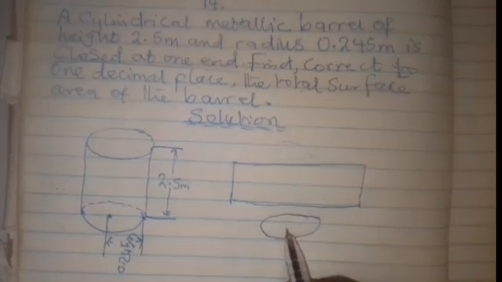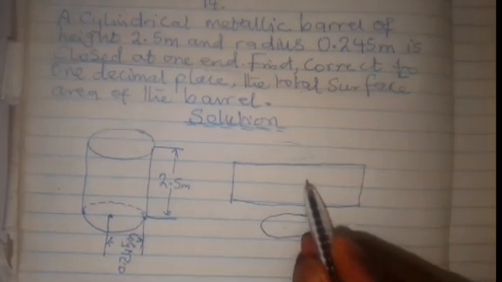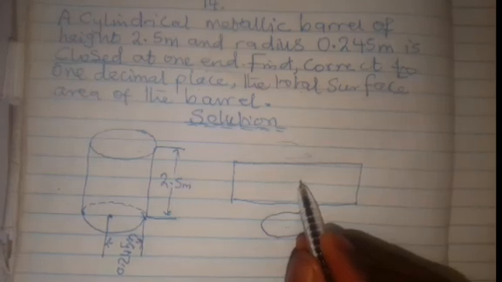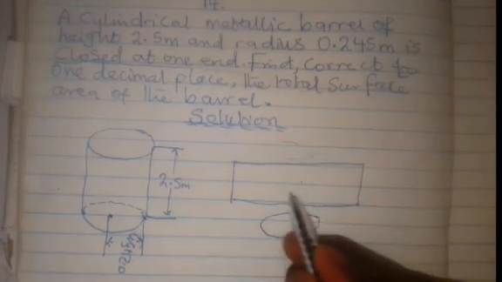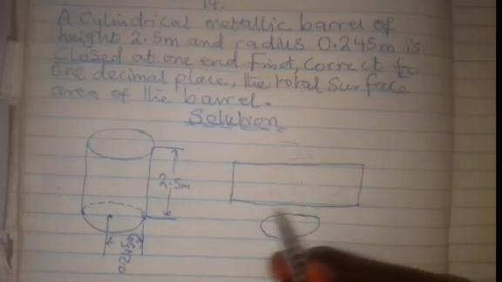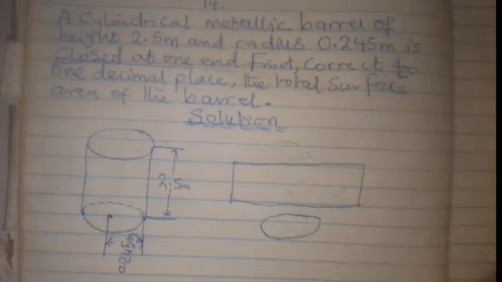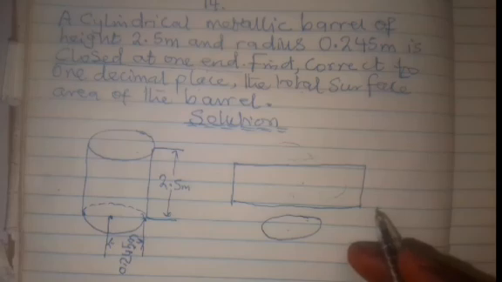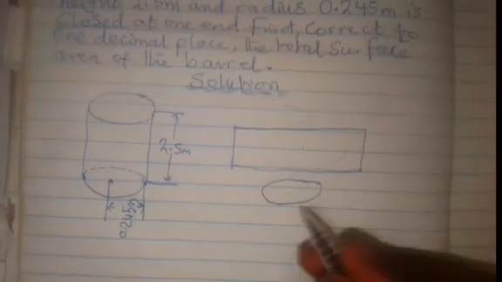We're only concerned with this part, which is the closed end, and of course the rectangular part that is here. Okay, so that's what we are going to be using to solve this problem. Now let's go over to this place.